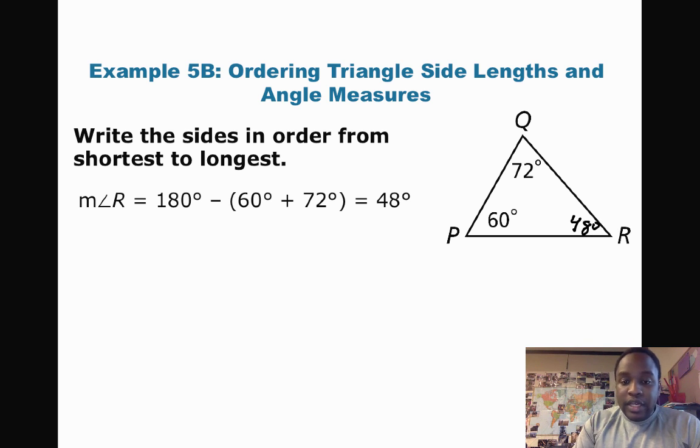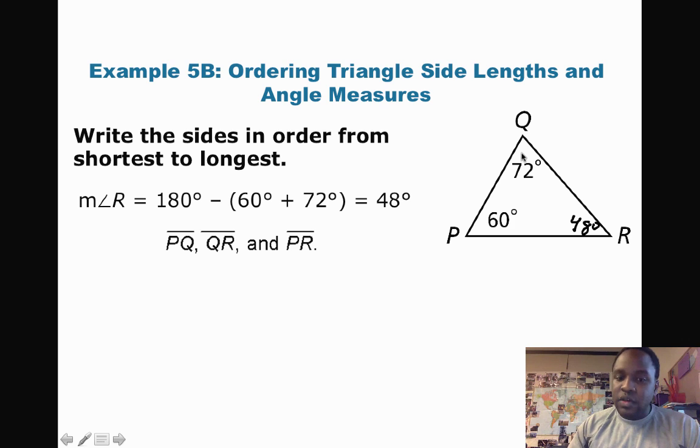So now what we can do is that since 48 degrees is the smallest angle, the shortest side is going to be across from it. So PQ is the shortest side. Next would be QR because that's across from the second smallest angle. And then lastly would be PR because it's across from the biggest angle. So PQ, then QR, and then PR.